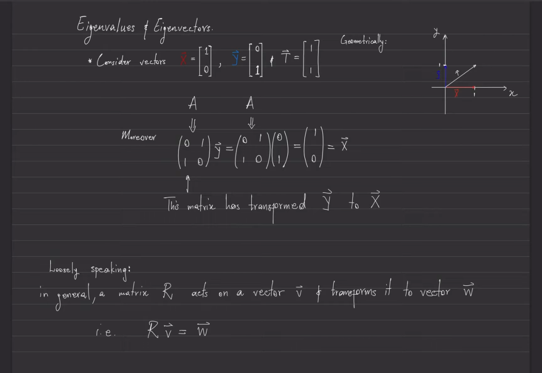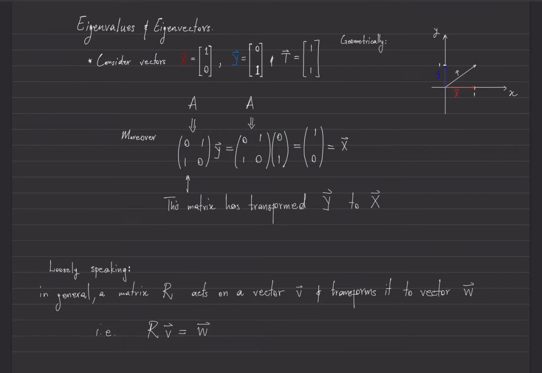So that gives us the first entry. What about the second entry of our resulting column? We're going to take this row again, multiply by that column. So we have 1 times 0, that's 0. Add to that 0 times 1, and 0 plus 0 is 0. So we get 0. But notice now, this vector here is nothing more than what we designated as x bar.